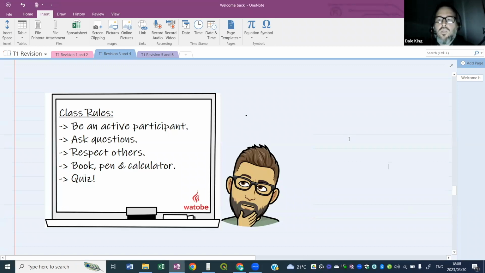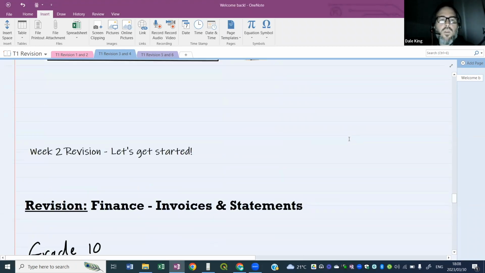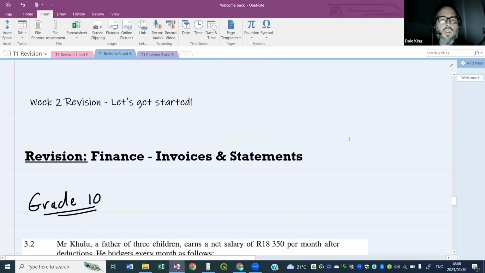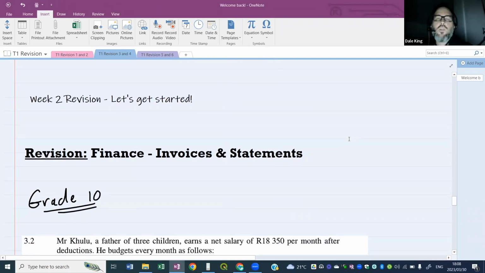Let's get started with today's lesson. So we are in revision. It's week 2, and we're going to have a look at finance. We're going to have a look at invoices and statements today. And then in the next lesson on Tuesday, we'll continue with financial work.